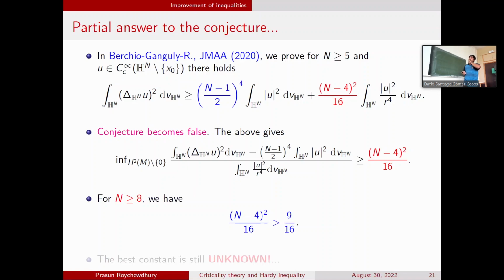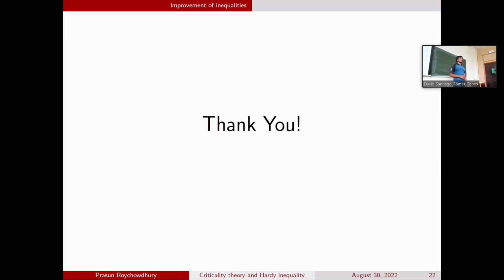But one can easily notice that when the dimension starts from 8 onwards, (n-4)^2/16 is bigger than 9/16. So 9/16 is not the best constant. But we don't know what the best constant is. That part is still unknown, and I would say very challenging, but interesting also. So that's all. Thank you for your attention.